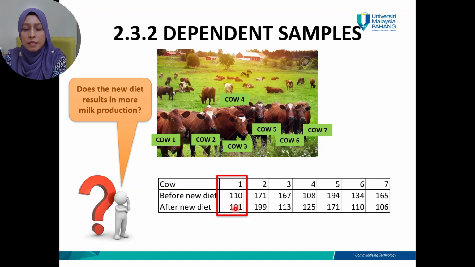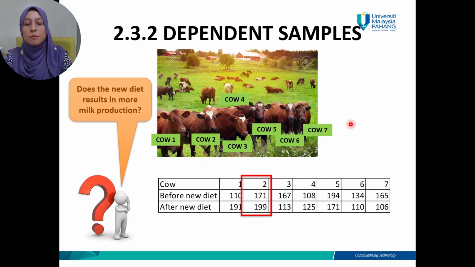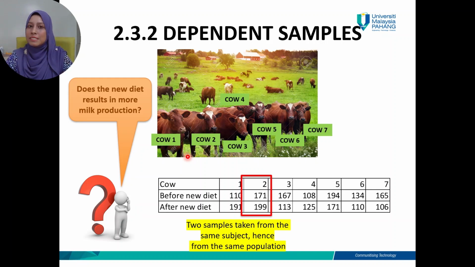So you see, these two data come from the same cow, and so do these two data. They also come from the same cow. These two sets of sample data were taken from the same cow. They were taken from the same population. So in this case, this kind of sample, we call it dependent samples.